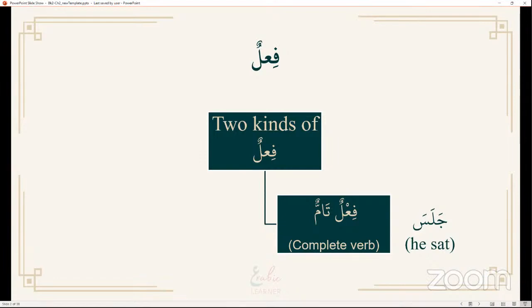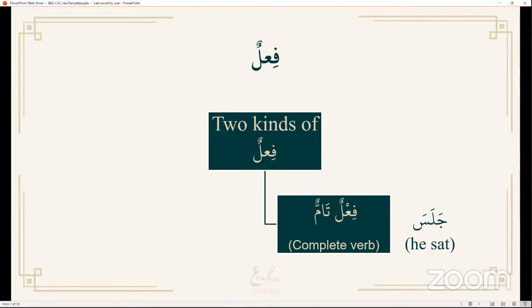What is the beauty of this fi'l tam? Just by saying the fi'l, it gives the complete meaning. For example, jalasa itself completes the meaning. He sat. There is nothing left, no confusion, no ambiguity. That is the reason a jumla fi'liya can be just the fi'l itself. It can be just fi'l tam.